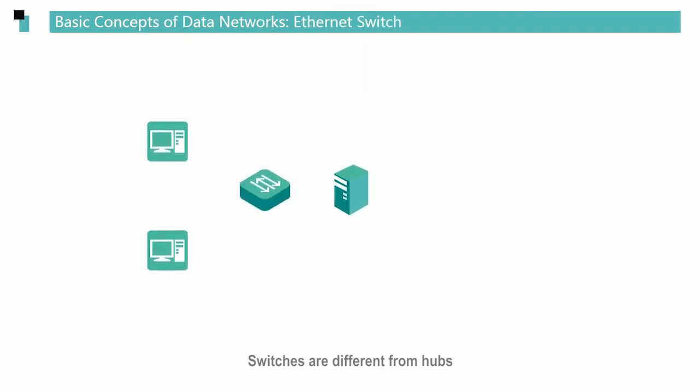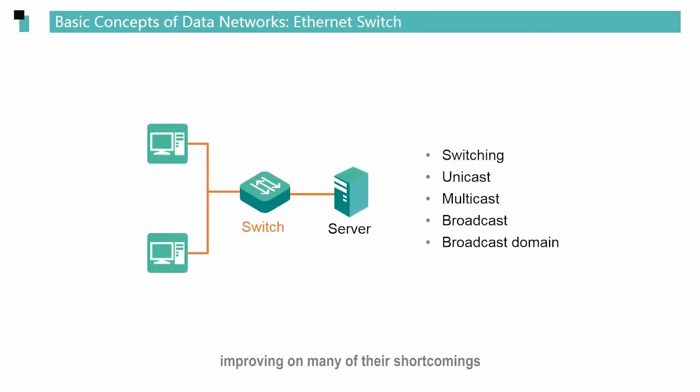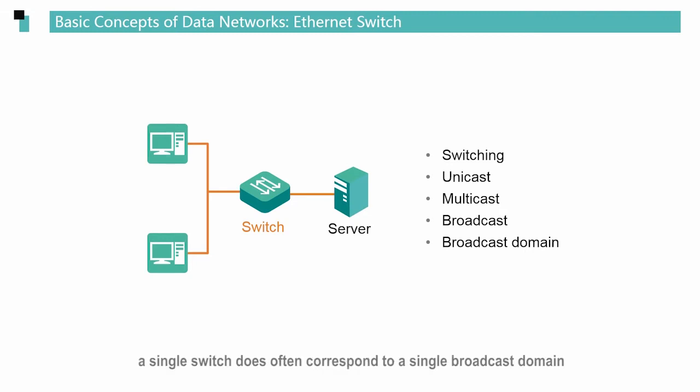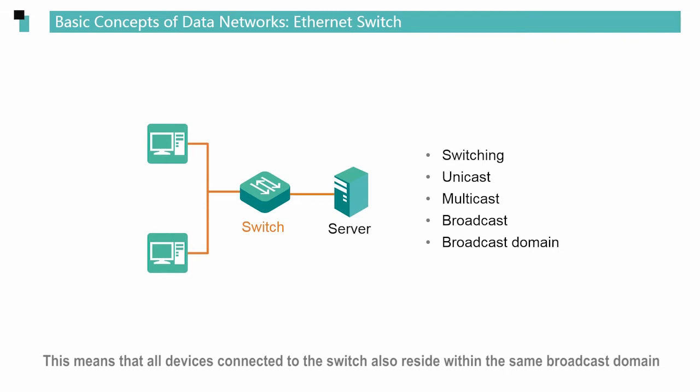Switches are different from hubs, improving on many of their shortcomings. Switches have many basic functions. As an access layer device, they are used to connect bottom-level network elements, such as terminals and PCs. They carry out data switching, including addressing for data frames. Each interface of a switch is a collision domain. Unlike with hubs, network elements connected to different interfaces of a switch sending data at the same time do not cause collisions. However, a single switch often corresponds to a single broadcast domain. This means that all devices connected to the switch also reside within the same broadcast domain.